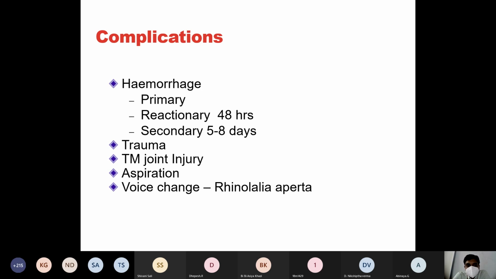There can be trauma to surrounding structures during surgery, such as the tongue, teeth, lips, uvula, and soft palate. There can be injury to the temporomandibular joint if the mouth gag is not properly applied. There can be aspiration of secretions and voice change, as I mentioned previously. So before ending, let me just try to play a surgical video.